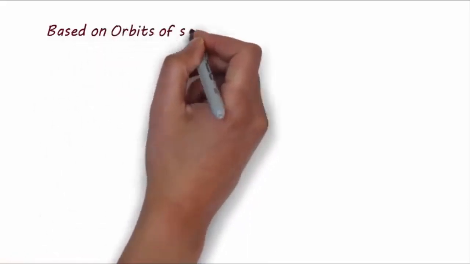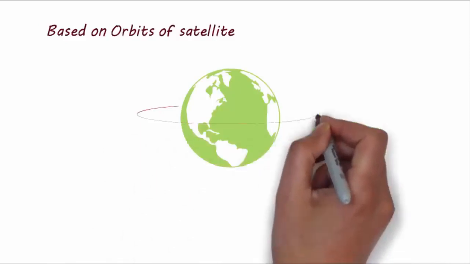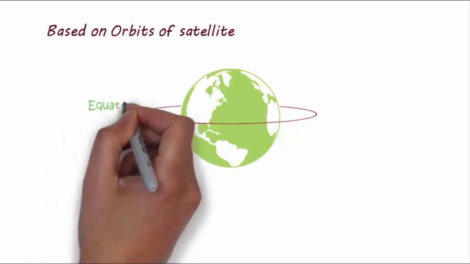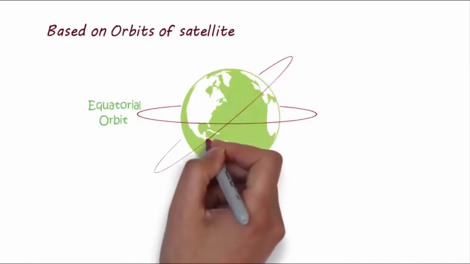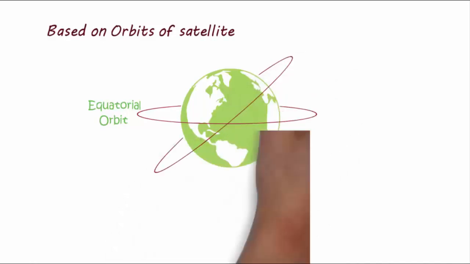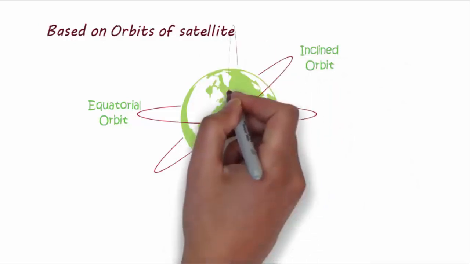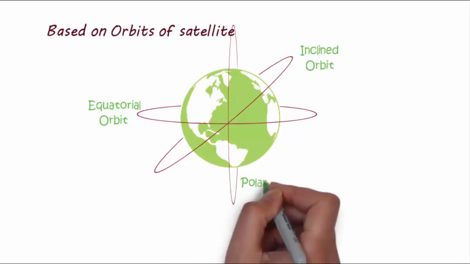Now based on orbits, satellites are divided in three categories. If the satellite revolves in the equatorial plane of Earth, then its path is called equatorial orbit. If its path is inclined at an angle to the equatorial plane, then it is called inclined orbit. And if the orbit of the satellite makes 90 degrees with the equatorial plane, then it is called polar orbit.